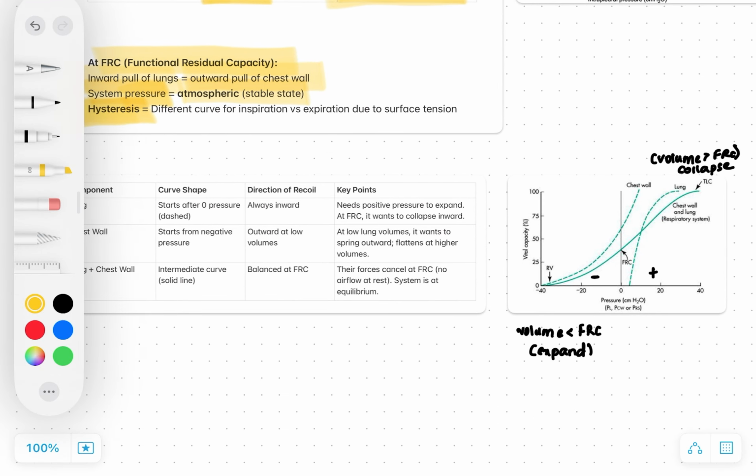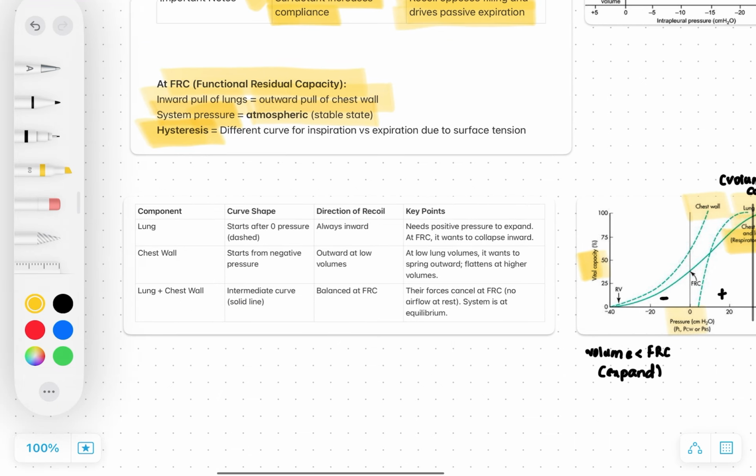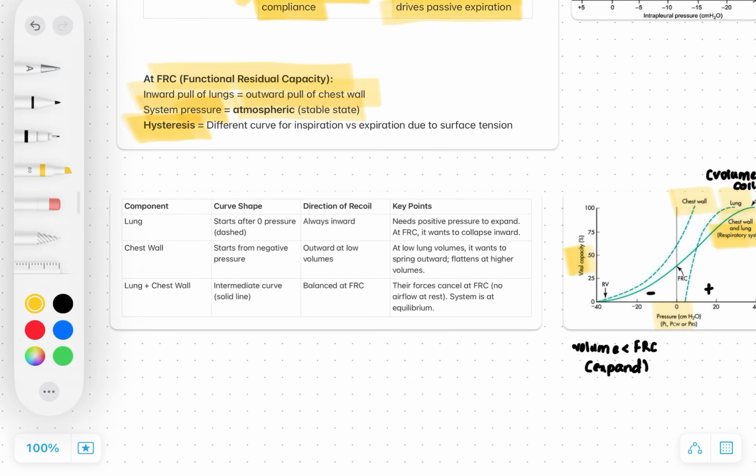It is a pressure volume curve showing the chest wall, the lung, and the chest wall and lung together, that is the respiratory system. We have to remember one thing: the lung will always try to collapse, the chest wall will always try to expand, and lung plus chest wall is the respiratory system. In the graph we can see the pressures. It's 0, this is negative pressure and this is positive pressure. The lung always starts after 0 pressure.